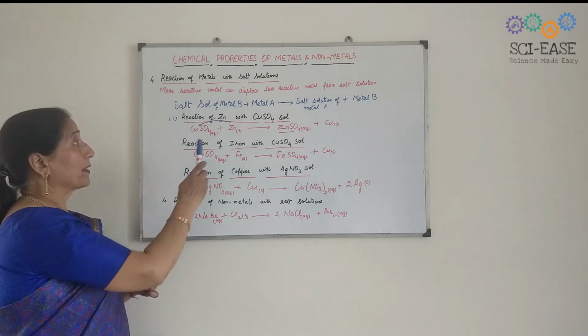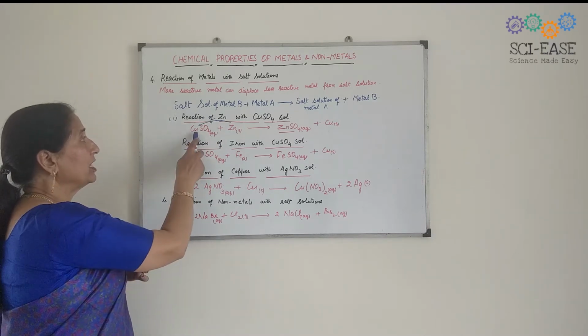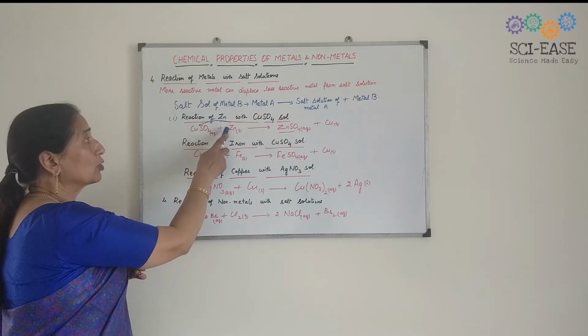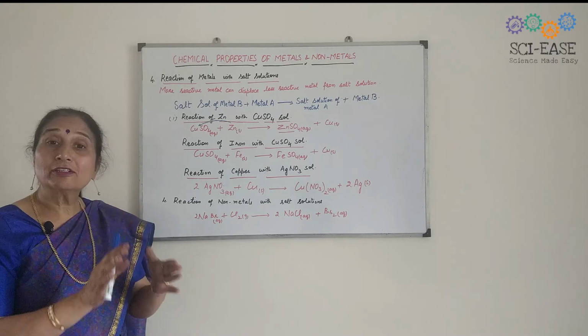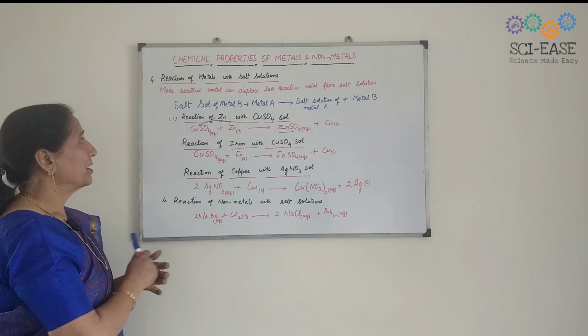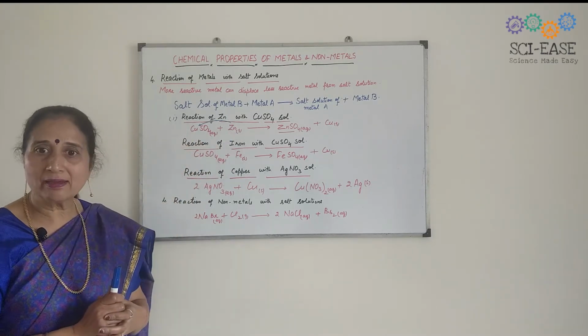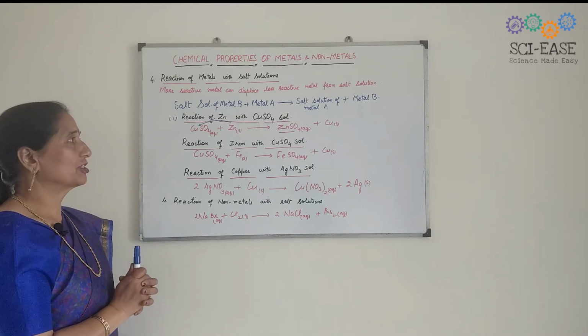Tell me, can the reverse reaction take place when we take this zinc sulfate and a copper strip is dipped in it? Here no reaction will take place. Why? Because copper is less reactive than zinc, it can't displace zinc from zinc sulfate solution.